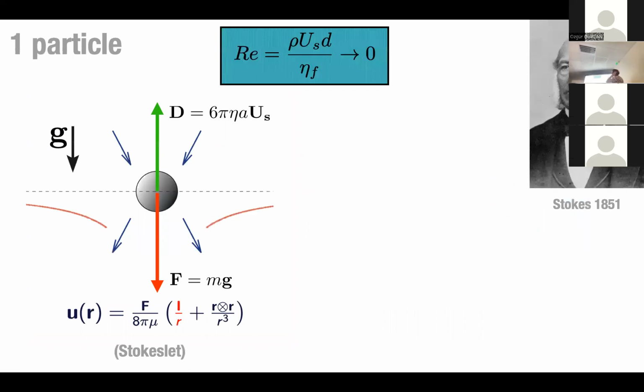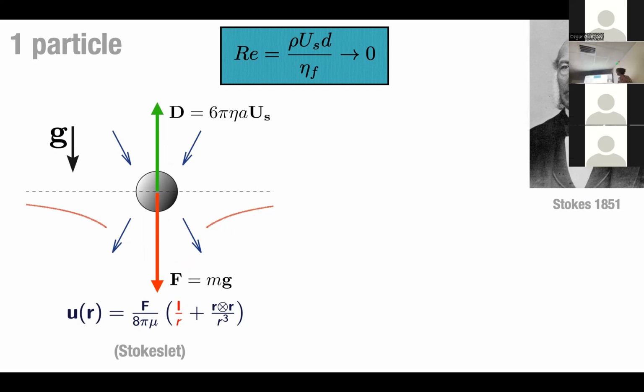So I recall the sedimentation of one grain in a viscous fluid. This was solved by Stokes, 1851, in the limit of low Reynolds number. So there will be no inertia here, no turbulent flows. The grain is driven by gravity, and this force is balanced by the drag of the fluid in the opposite direction. And so this sets the famous Stokes velocity of one grain.